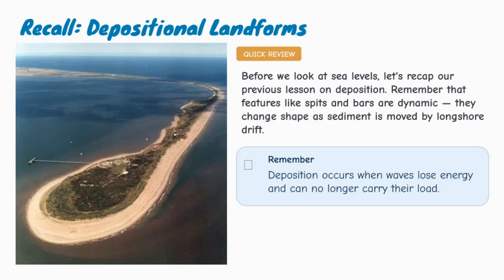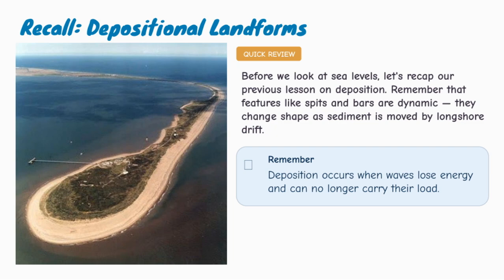Before we focus on sea levels, let's quickly recap depositional landforms from the previous lesson. Deposition happens when waves lose energy and can no longer carry their load. On the coast, sediment is moved by processes such as longshore drift. Longshore drift transports material along the coastline in a zigzag pattern, following the direction of the prevailing wind and swash. Depositional landforms, such as spits and bars, are dynamic. That means they change over time as sediment is moved, deposited, eroded, and reshaped.